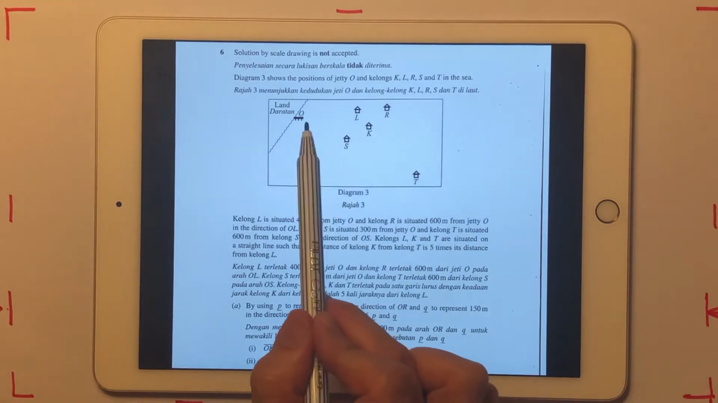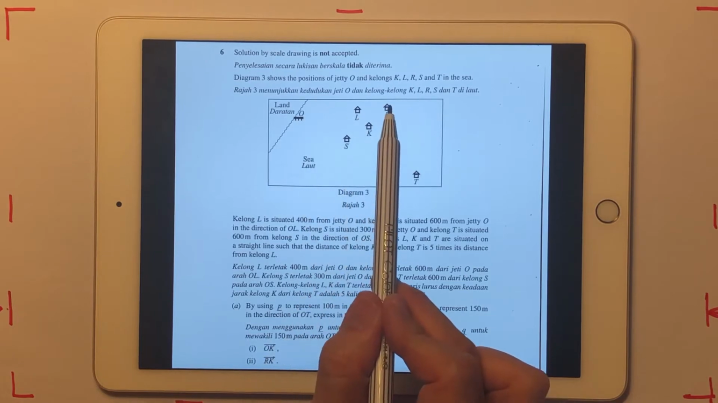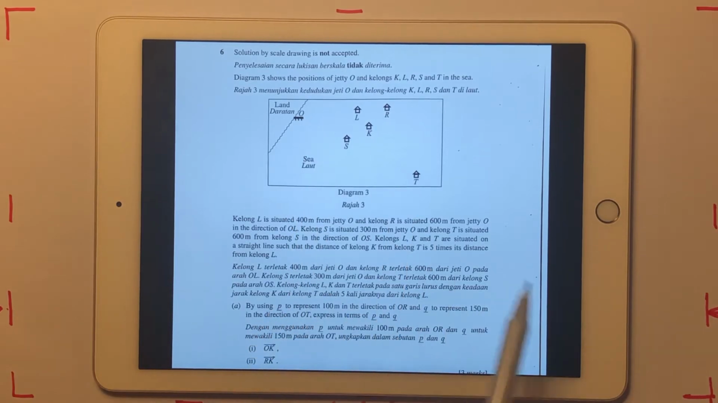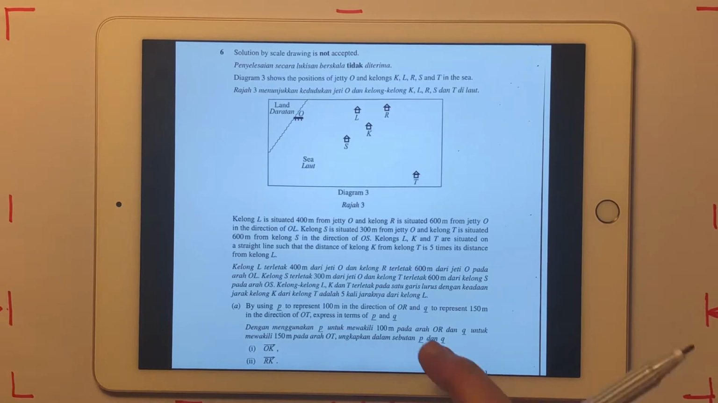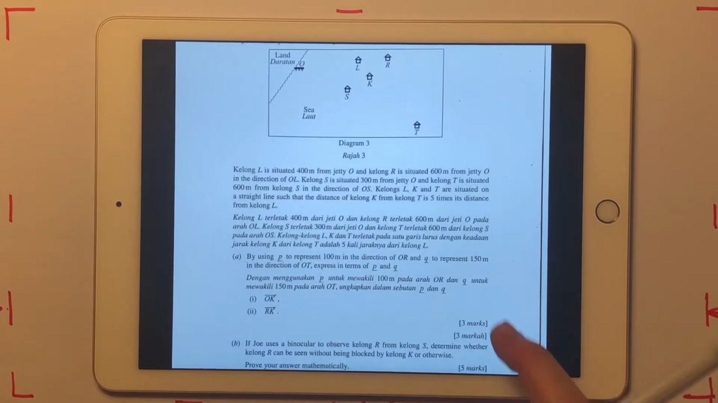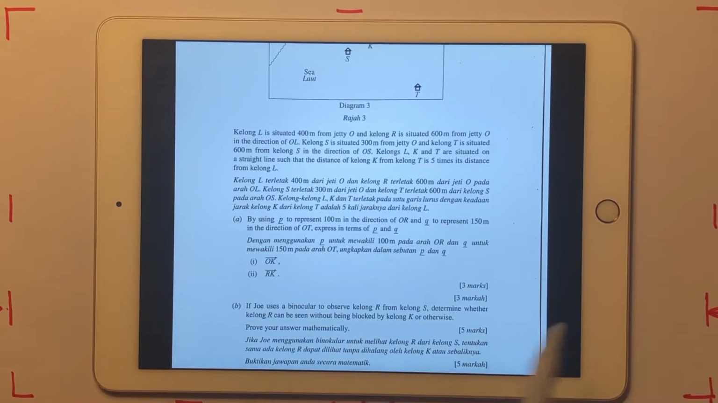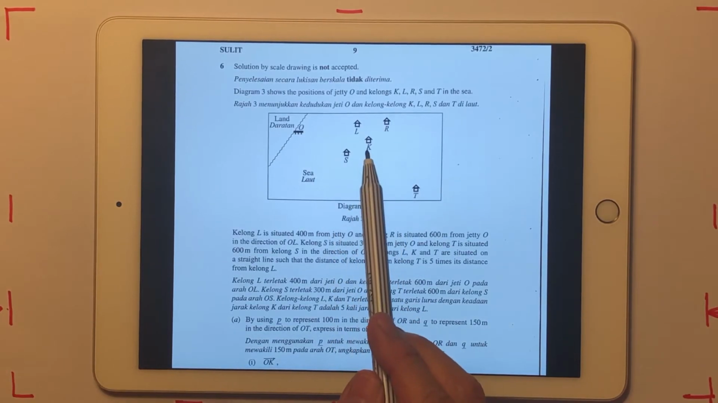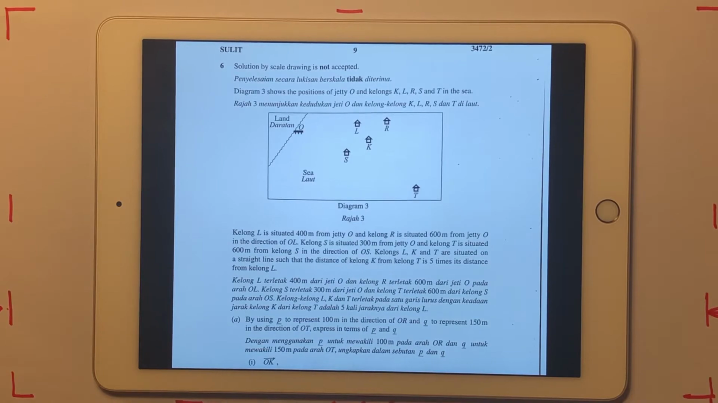We're also given unit vectors: P, 100 meters in that direction, and the unit vector Q in that direction, representing 150 meters. The first part requires us to express vectors OK and RK in terms of P and Q. And the second part asks, if you extend it, whether you can see R from S without being blocked by K.